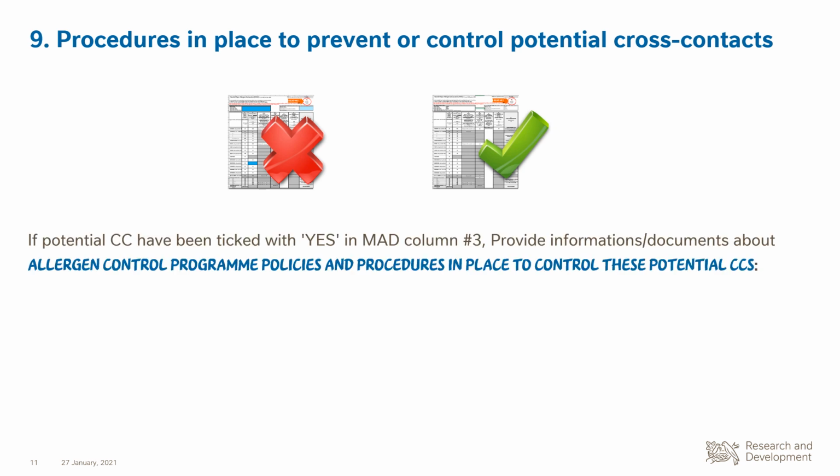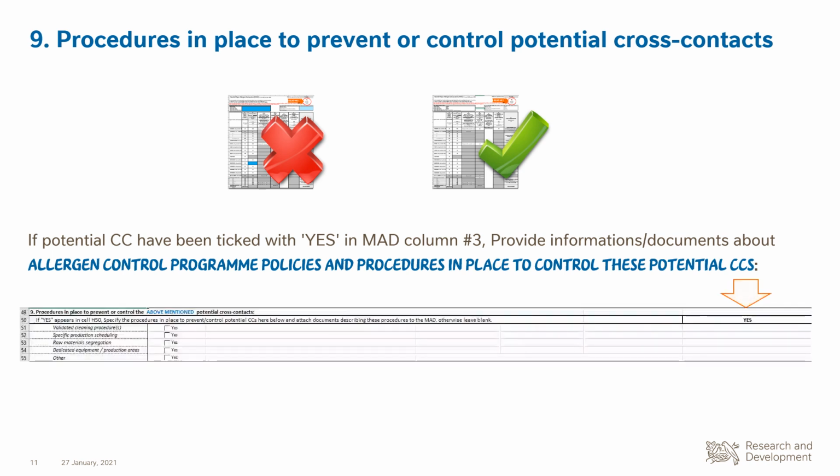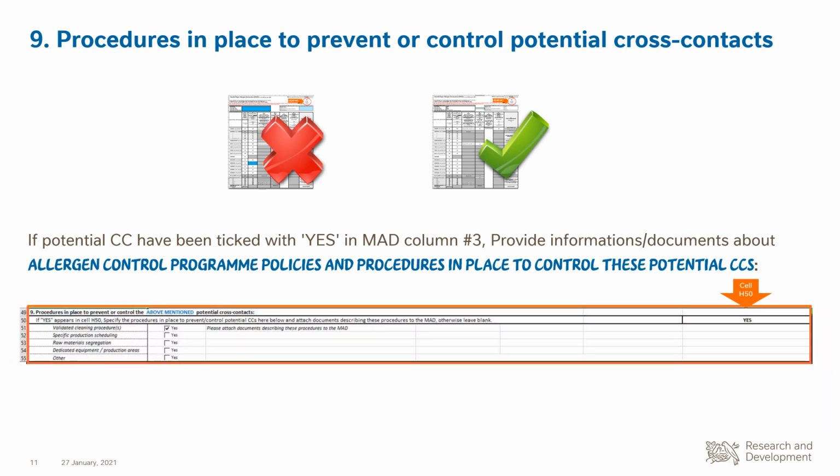Whenever a potential cross-contact has been ticked with yes in MAD column 3, cell H50 indicates whether information regarding the factory's allergen control program policies and procedures must be shared. Some examples of information that is required: validated cleaning procedures, specific production line scheduling information, raw material segregation programs, confirmation that dedicated equipment or production areas are used, or other procedures such as filtration or grain sorting techniques.